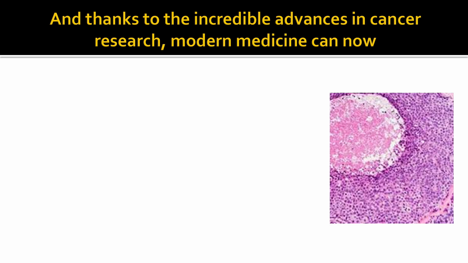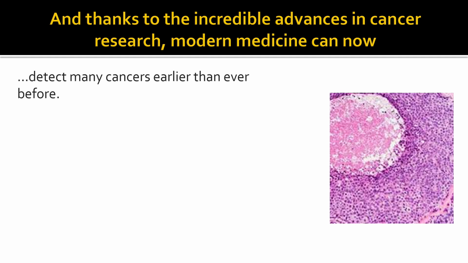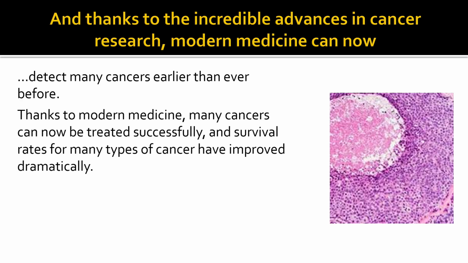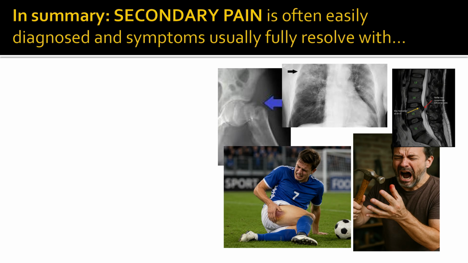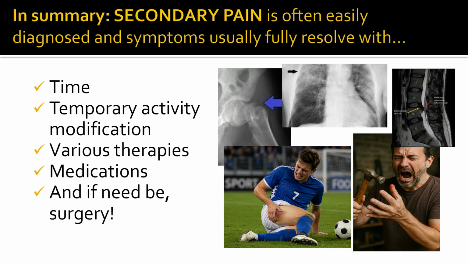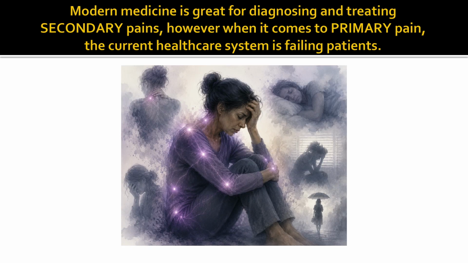And thanks to the incredible advances in cancer research, modern medicine can now detect many cancers earlier than ever before. Thanks to modern medicine, many cancers can now be treated successfully, and survival rates for many types of cancer have improved dramatically. In summary, secondary pain is often easily diagnosed and symptoms usually fully resolve with time, temporary activity modification, various therapies, medications, and if need be, surgery. Modern medicine is great for diagnosing and treating secondary pains.